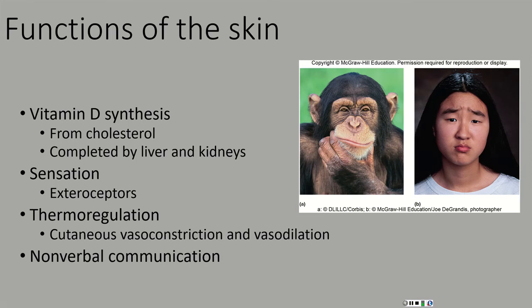That cholesterol is moved up to the surface of our skin. And when ultraviolet radiation from the sun hits our skin, it converts that cholesterol into an inactive form of vitamin D. That inactive vitamin D then travels to either our liver or more often to our kidneys. And the liver and kidneys will then convert that to active vitamin D.